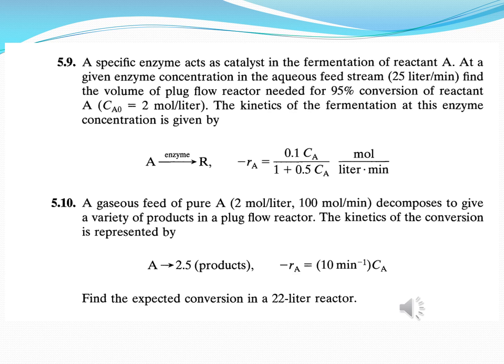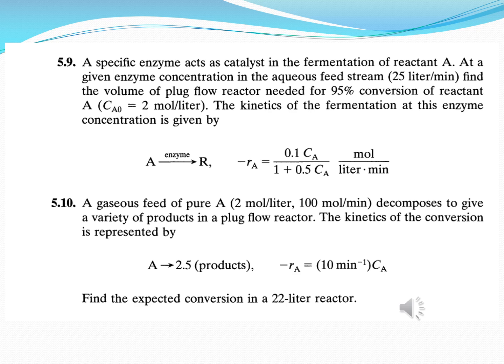In the last problem of today's session, 5.10, if you read the statement: a gaseous feed of pure A, 2 moles per liter, which is the concentration, and 100 moles per minute, the volumetric flow rate V naught, decomposes to give a variety of products in a plug flow reactor. The kinetics of the conversion is represented by A gives 2.5 products. Here don't panic. 2.5 is the stoichiometric coefficient; the products could be R or S or any multiple products.